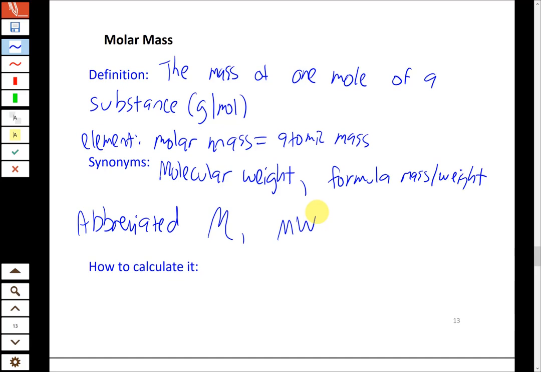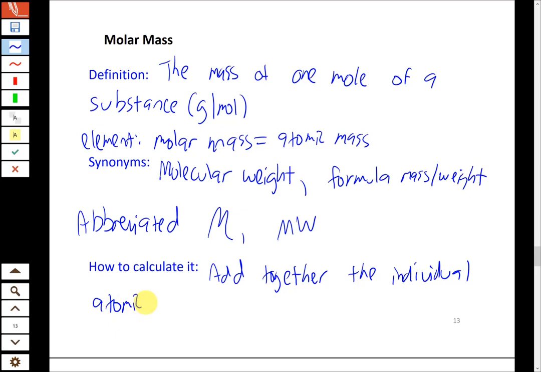Now, the way that we calculate it for a compound or anything that's not just a simple element is we just add together the individual atomic masses. So it's not hard to get this number at all. It just takes a little bit of extra work, because we'll know the formula of the compound, we'll know the atoms that make up that compound, and just adding together the individual atomic masses is going to give us the molar mass of that compound.